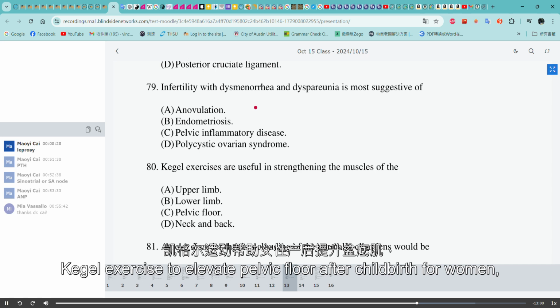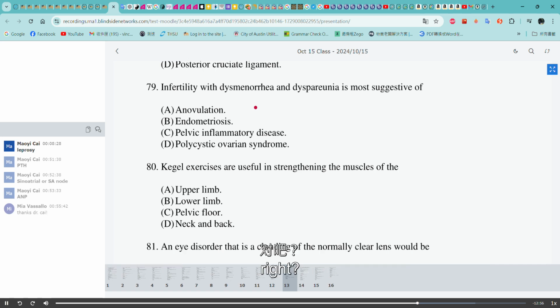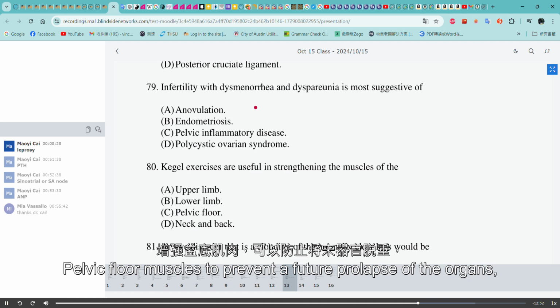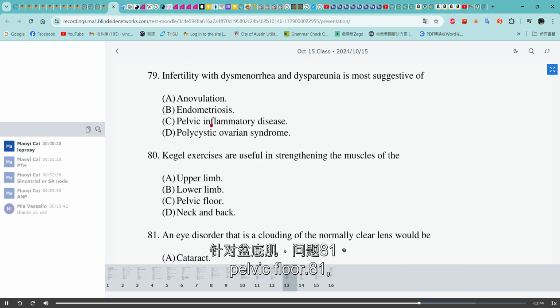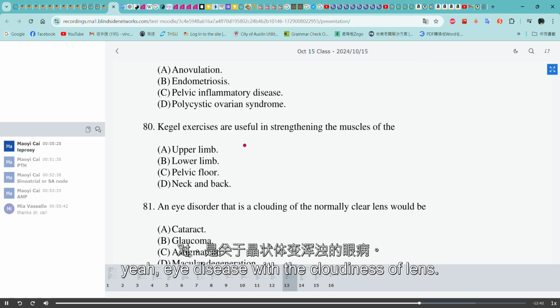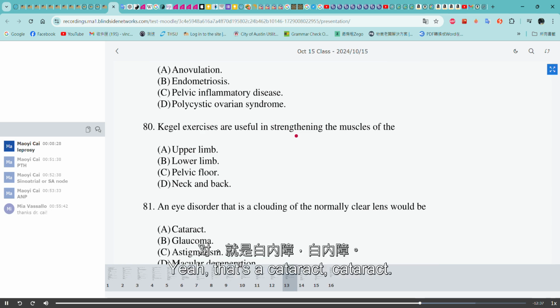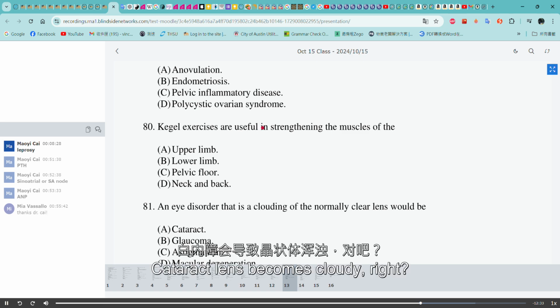80. Kegel exercise to elevate pelvic floor after childbirth for women, right? And then to strengthen the what? Pelvic floor muscles to prevent a future prolapse of the organs, right? So C, yeah, Kegel is C. Exercise, pelvic floor. 81, yeah, eye disease with the cloudiness of lens. Yeah, that's a cataract.